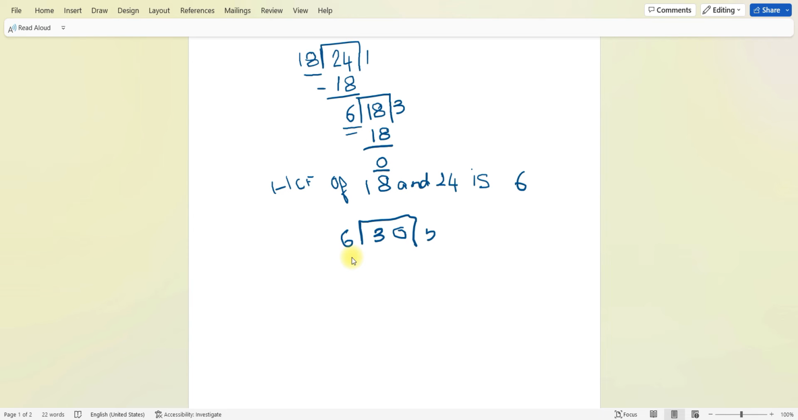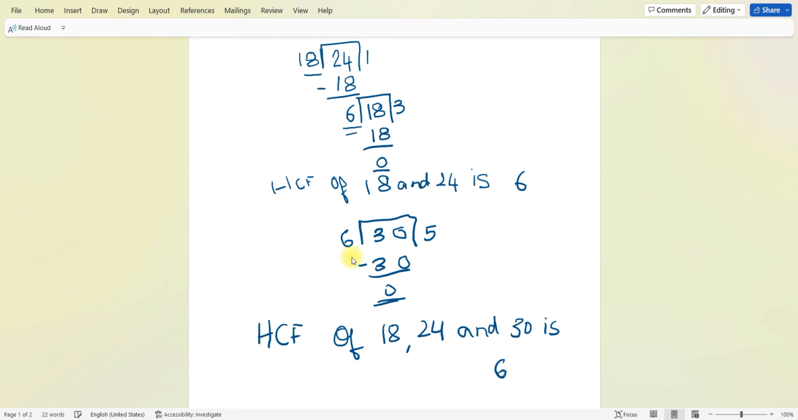How many times of this would be 5 times? So I get the remainder as 0. So the HCF of 18, 24 and 30 is 6. This is the last divisor. So the HCF of all the three numbers would be this. So let's take another example and do the problem.